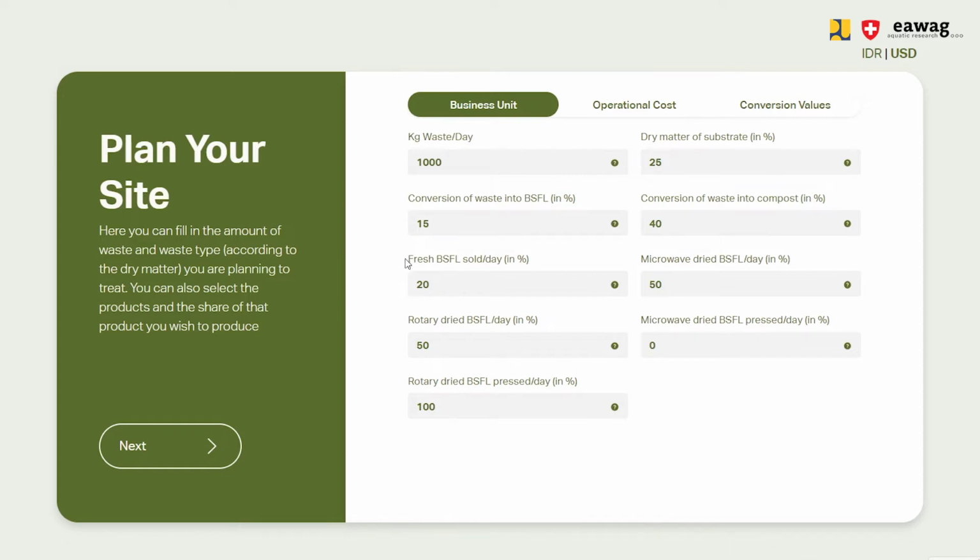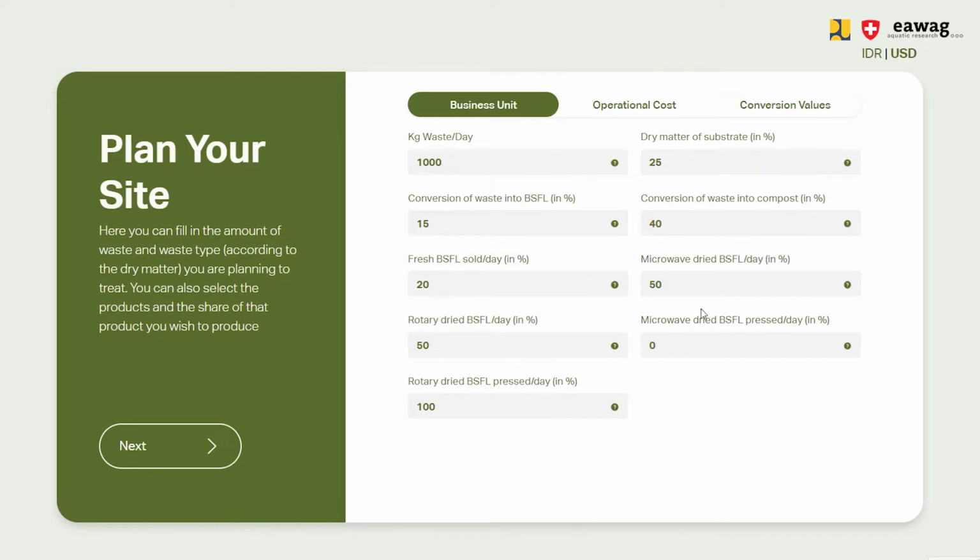The fifth value is the fresh black soldier fly larvae sold per day. Here you fill in the expected percentage of the output material that you are planning to sell live, meaning to local fish farmers or to local chicken farmers, or you even might use that yourself at your site. Right now this says 20%, meaning 20% of the output of black soldier fly larvae is sold live per day. In this case, it would be 15% of 1,000, meaning 150 kilograms, and then 20% of this 150 kilograms, so 30 kilograms.